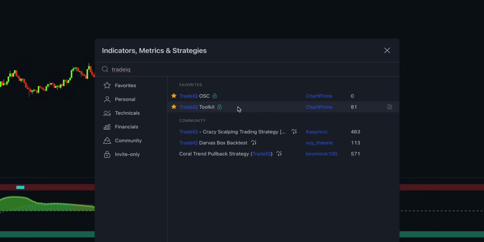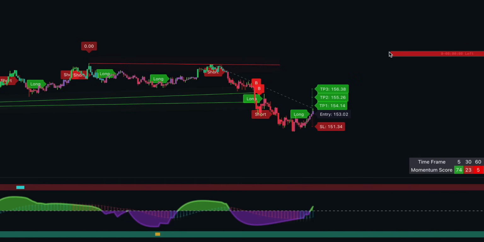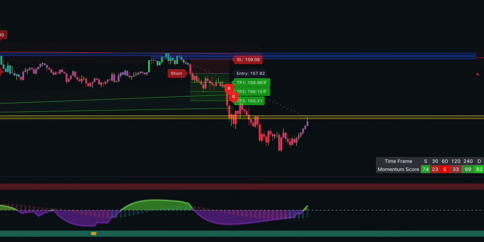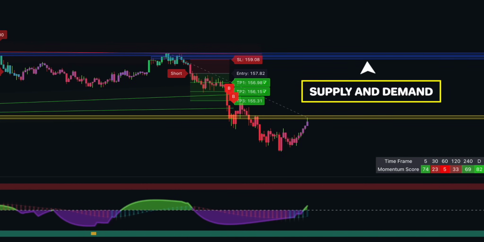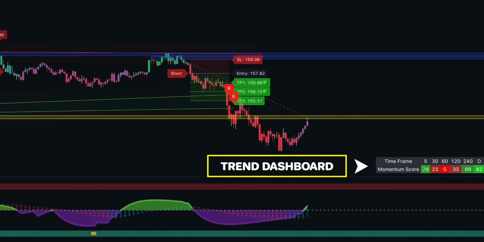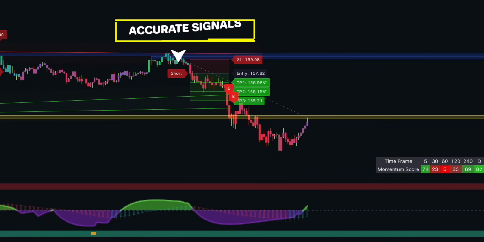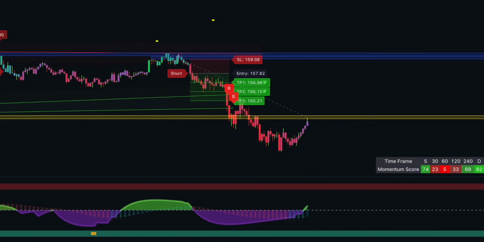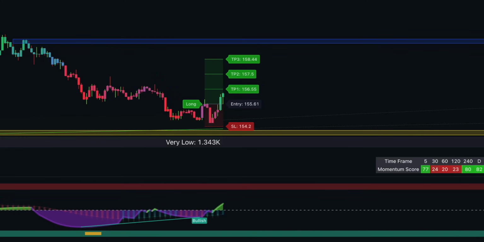After years of studying different indicators and price action, me and the Chart Prime team came up with a tool that I believe to be the most efficient on the TradingView platform. This is the type of indicator every trader should have in their arsenal to become consistently profitable. What sets the TradeIQ Toolkit apart is its holistic approach to market analysis, providing you with an all-in-one solution. Unlike other indicators that focus on specific aspects of trading, the TradeIQ tool offers a multifaceted approach.